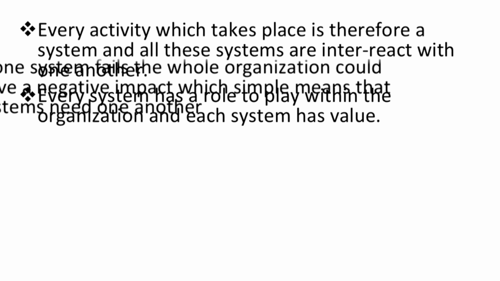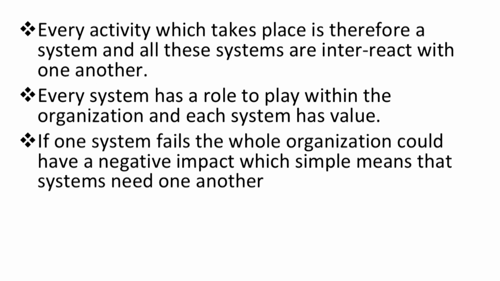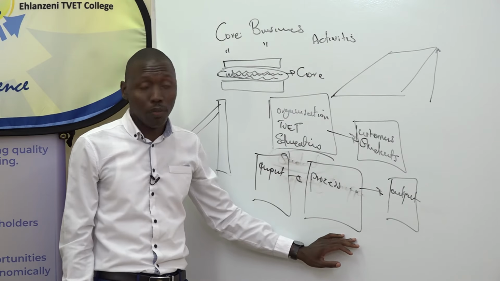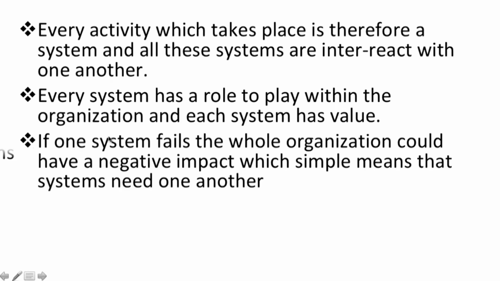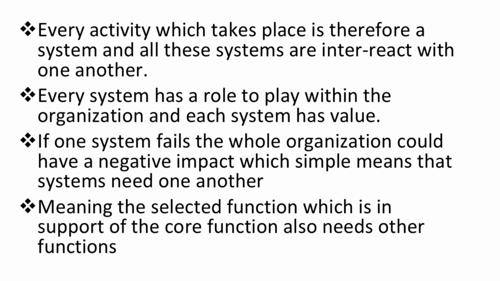If one system fails, the whole organization could have a negative impact, which simply means that systems need one another. If this process fails, it means the organization is going to fall because we won't get the output. Meaning the support functions, which support the core function, also need other functions within an organization for it to perform its job.